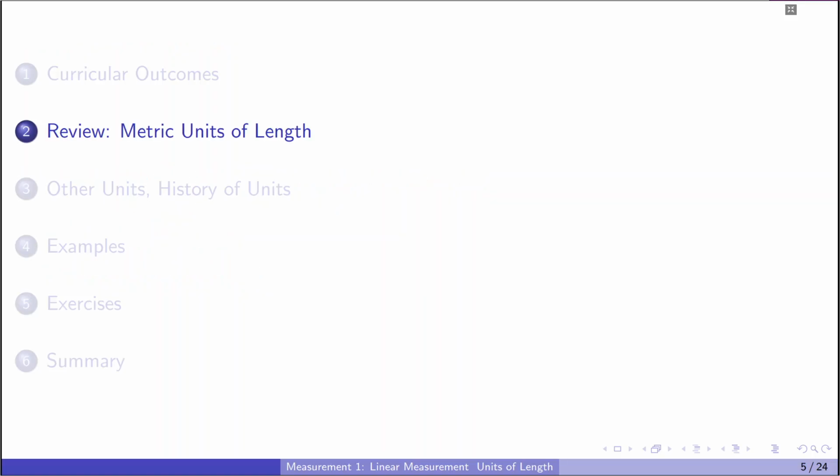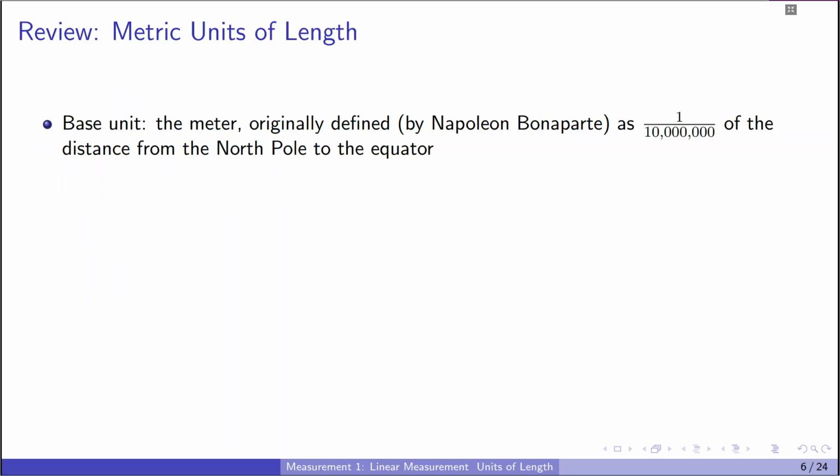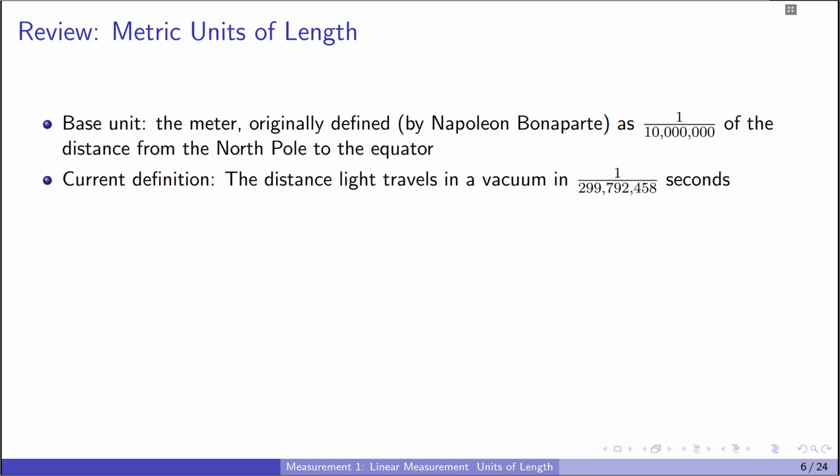So let's take a look at some units of length we should be familiar with. The base unit, that's the meter, which was originally defined by Napoleon Bonaparte. He hired a scientist to figure out how long it was, but the definition was Napoleon's. That was 1/10,000,000th of the distance from the North Pole to the equator. The current definition is the distance light travels in a vacuum in 1/299,792,458 seconds.